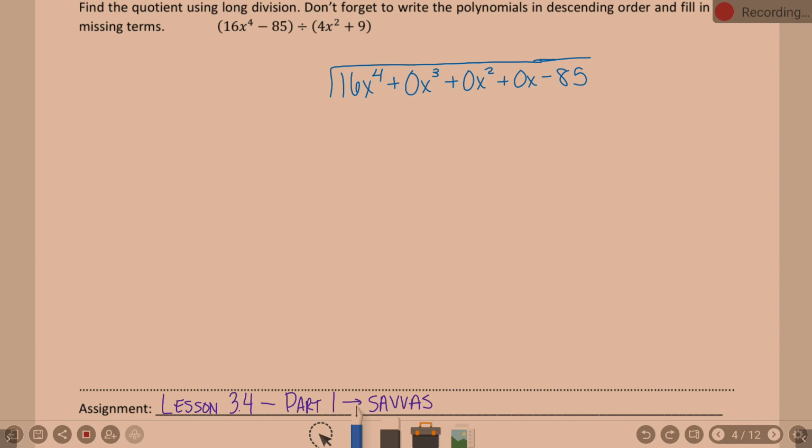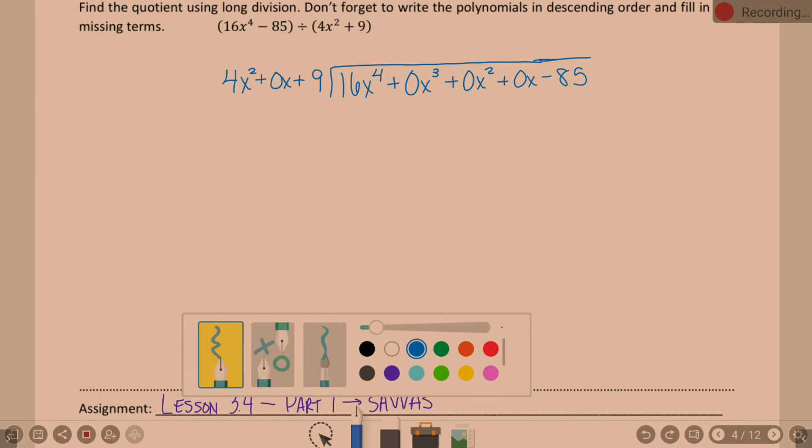Now, be careful what goes outside. Here's the catch, guys. 4x squared plus 9. What comes after a 4x squared? X to the first. Do we have an x to the first? No, so this is a situation where you have to also fill in a 0x here before your plus 9. Now, we're dividing by 3 terms here. It just changes things slightly. Same general idea.